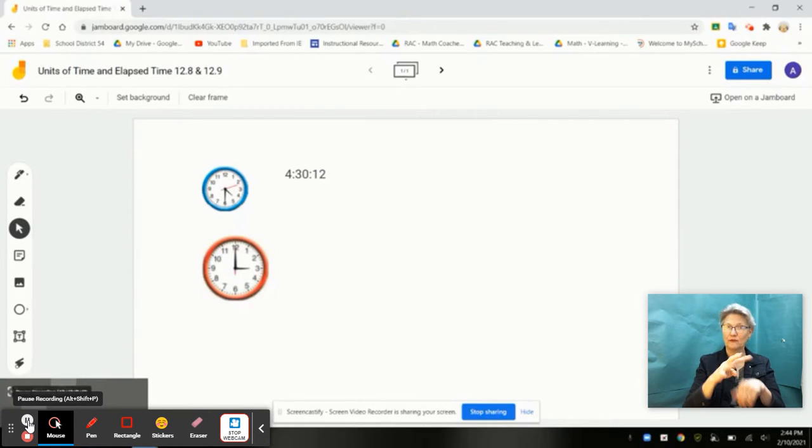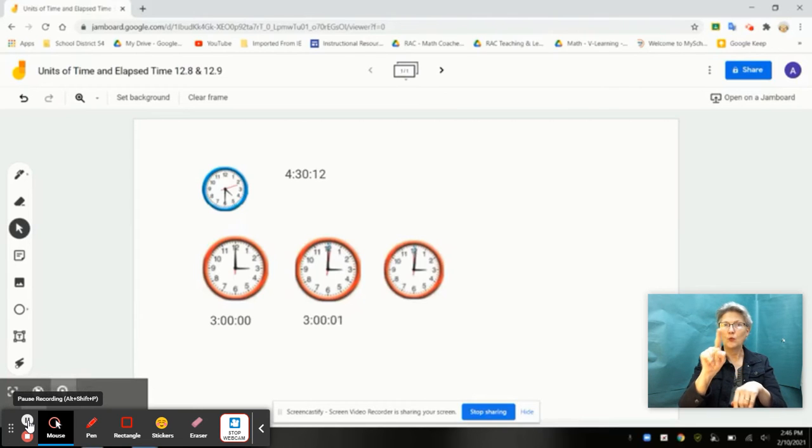There are 60 seconds in a minute and 60 minutes in an hour. The clock shows how far the hands move for each length of time. Well, our clock here shows 3 o'clock. 1 second has elapsed, so the time is now 3 o'clock, 1 second.